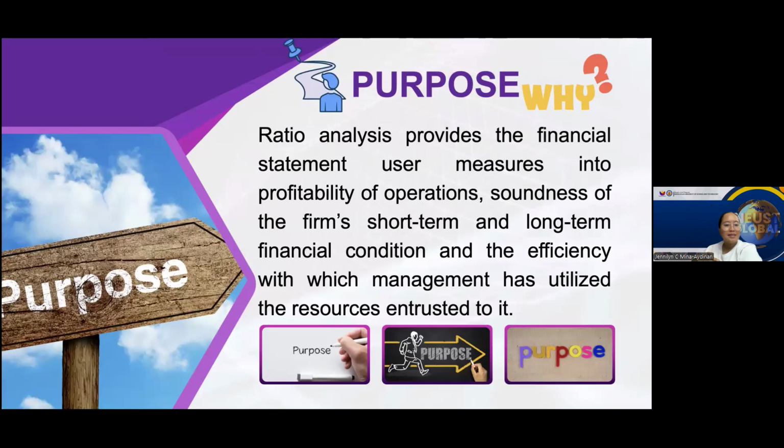The return on assets shows how efficiently the company generates profit from its assets. For financial soundness, the debt-to-equity ratio evaluates the company's ability to meet long-term obligations. For efficiency, the inventory turnover ratio measures how quickly the company sells and replaces its inventory. These ratios actually help investors and managers make informed decisions about the company's financial performance and future prospects.